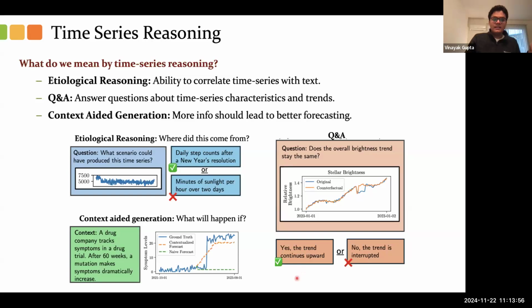For example, in this setting, this is the normal time series. And at this time point, we try to evaluate whether any model can predict it. And we give some additional text that after 60 weeks, the mutation or some sort of a value is supposed to increase drastically. So this is what the ground truth turned out to be. And this is what any model should ideally be able to forecast. But if you cannot process this text and you only have this time series, usually the forecast will be along this line. So this is what we feel are three important aspects of any model that claims to be able to do time series reasoning.